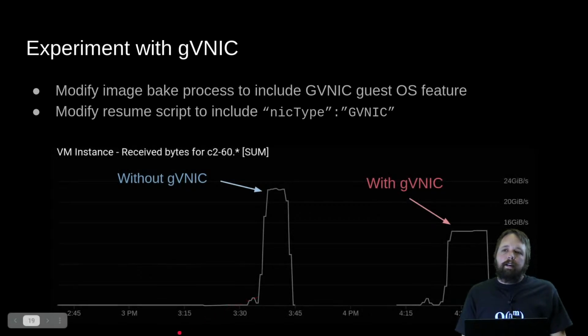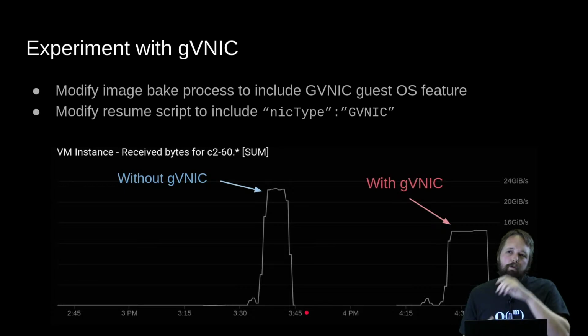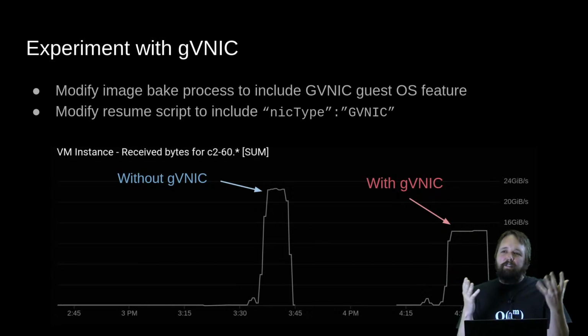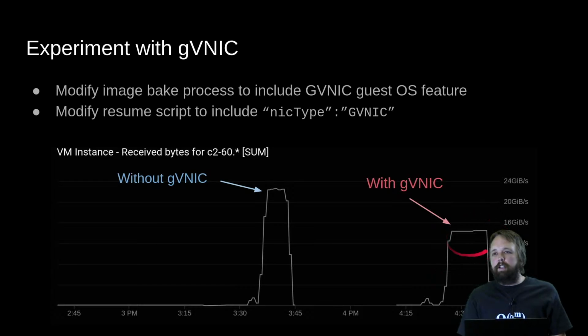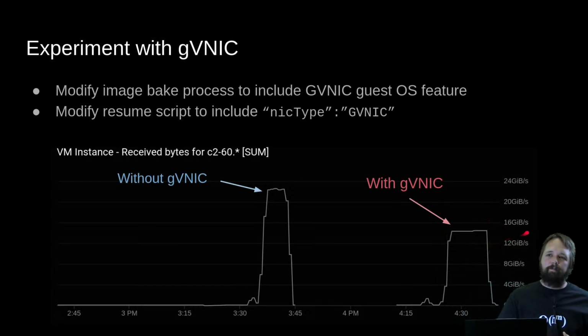What I'm showing here is a time series that depicts two different runs. We used Google Cloud Monitoring to measure the aggregated bandwidth between all of the compute nodes while WRF was running. You can see here, without gVNIC, we're running at about 22 gigabits per second. And because that peak is much narrower, that's indicative of the run being shorter, so there's less wall time. With gVNIC, we lose a little bit of performance; we're at about 14 gigabits per second.